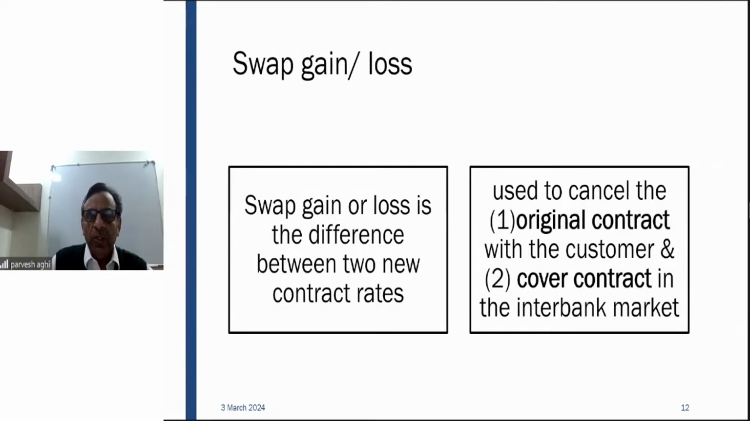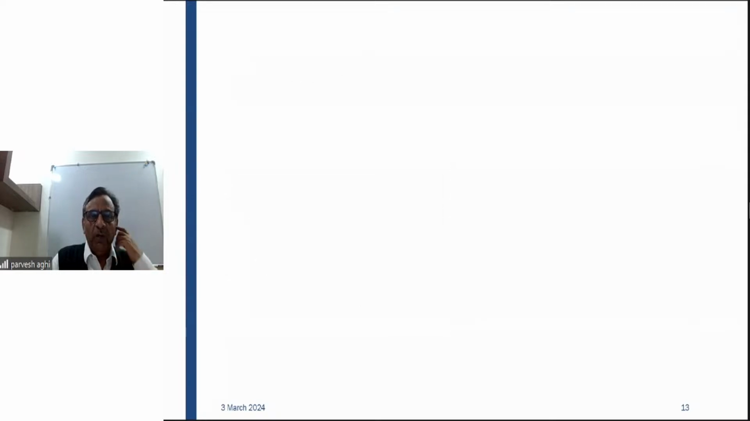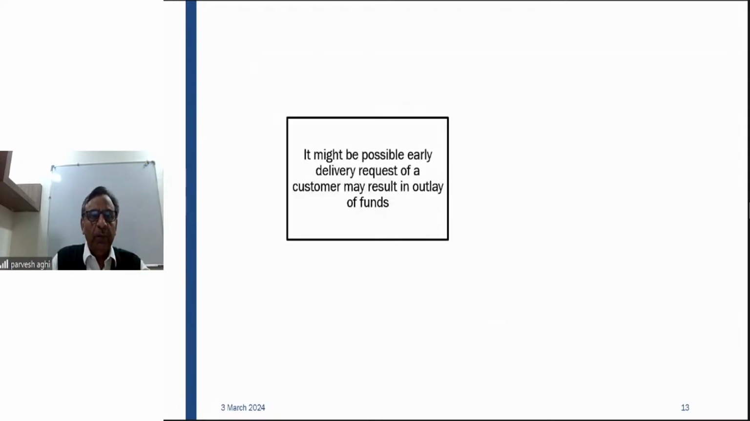You need to cancel the original contract with the customer and the covered contract in the interbank market. So they entered into two contracts when you had gone for taking a forward cover, and they're going to cancel those two contracts. And if there is any loss or gain because of this, they're going to recover it from you. And it might also be possible.